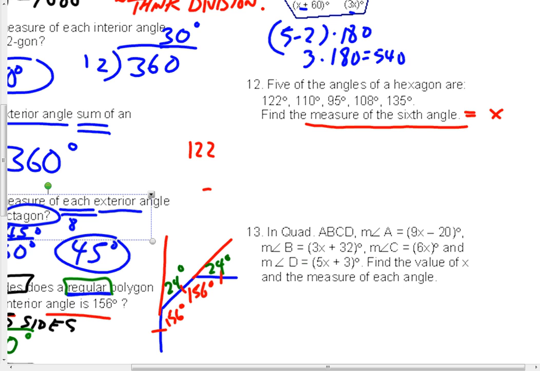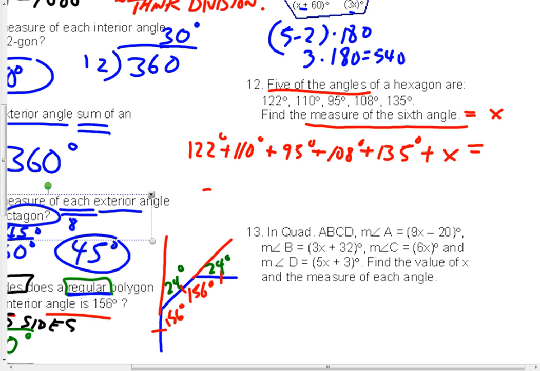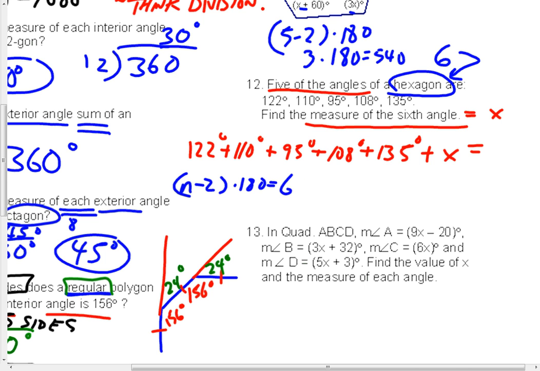That's great. I have 122 plus 110 plus 95 plus 108 plus 135 plus the 6th angle, which I'm calling x. All I need is a total for all of that. These are 5 of the angles. We're assuming that this is talking about your interior. What's the rule for interior? N minus 2 times 180, which would be, how many sides in a hexagon? 6. 6 minus 2 times 180, 4 times 180.